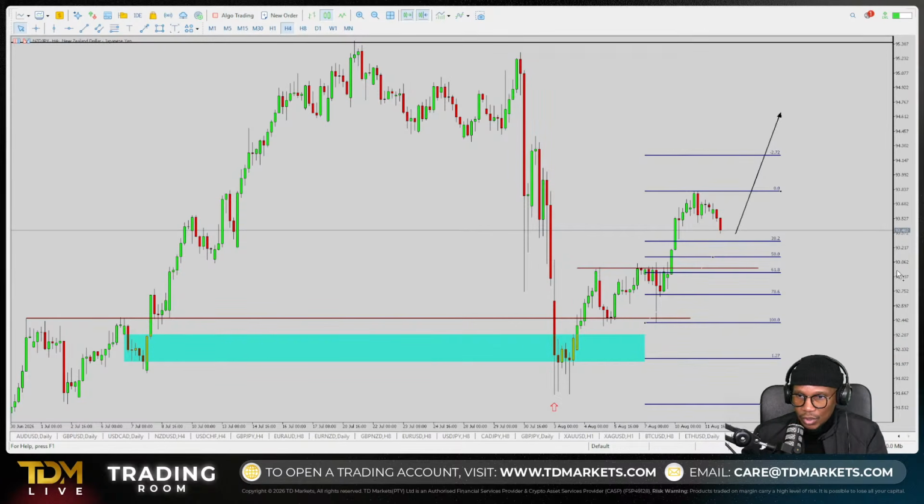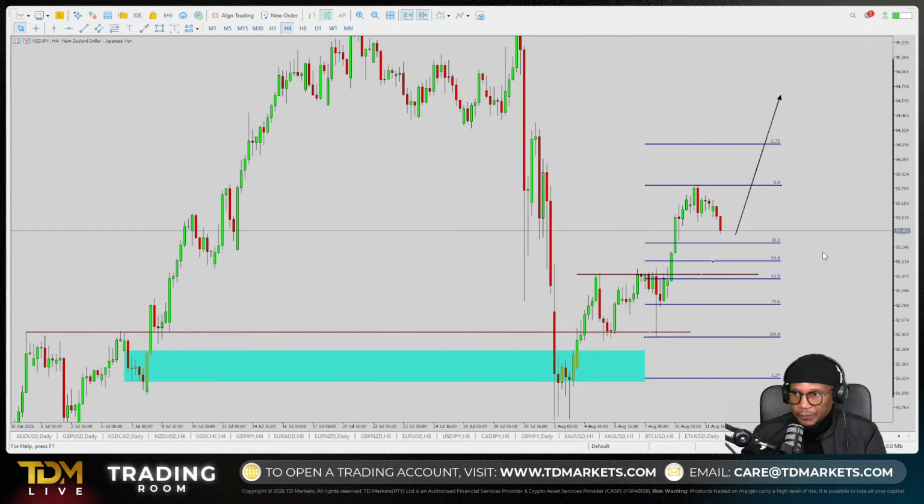So this is how things are looking, guys. Hope you've got your setups. This is how things are looking. Let's look forward to the CPI.